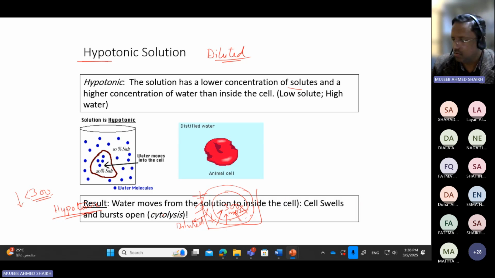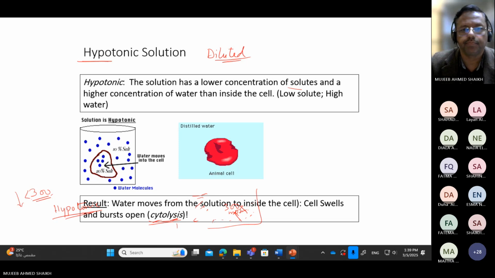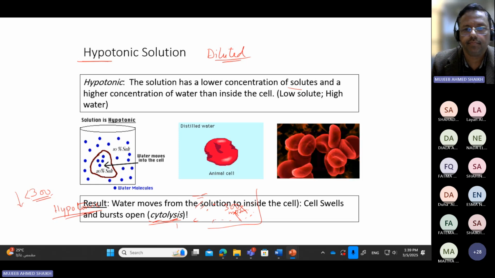So water will move from the solution into the cell, and the cell will burst. We call this condition cytolysis. Cyto means cell, lysis means breakdown. Cytolysis will occur. Here is the RBC example, where it becomes bigger, swollen.